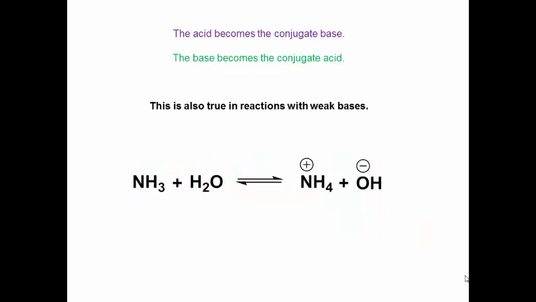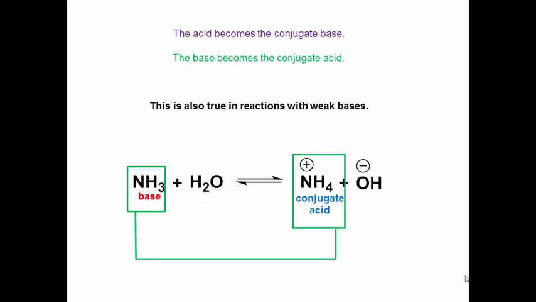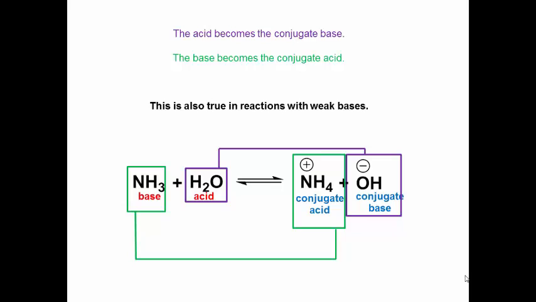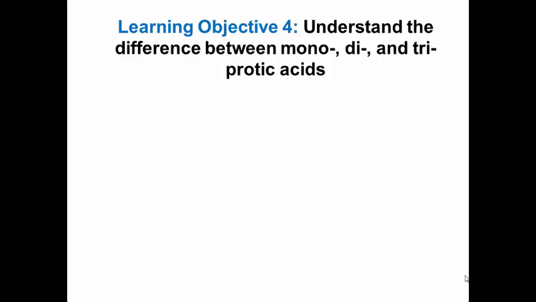This is also true in reactions with weak bases. So you can see here, again, this exchange, we have ammonia and water. In this case, ammonia is the base because it accepts a hydrogen from water, and NH4+, or ammonium, is the conjugate acid, and water is the acid because it donates that H+, and OH- is the conjugate base. That's how you would make a designation in a situation with a weak base. You can also make these designations with strong acids and bases. It's just that the reverse reaction will never ever happen, so it doesn't make as much sense.